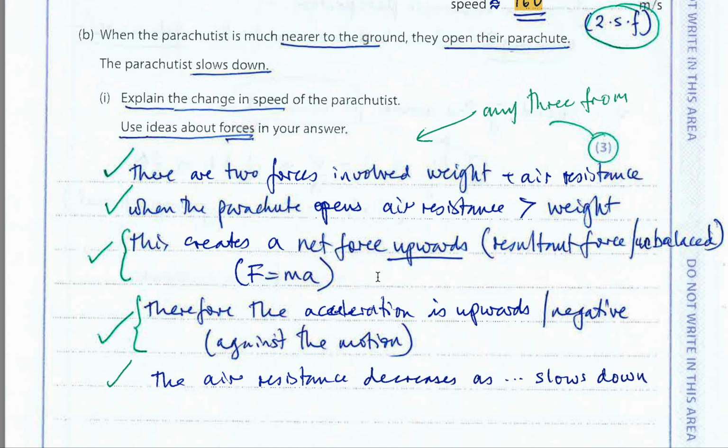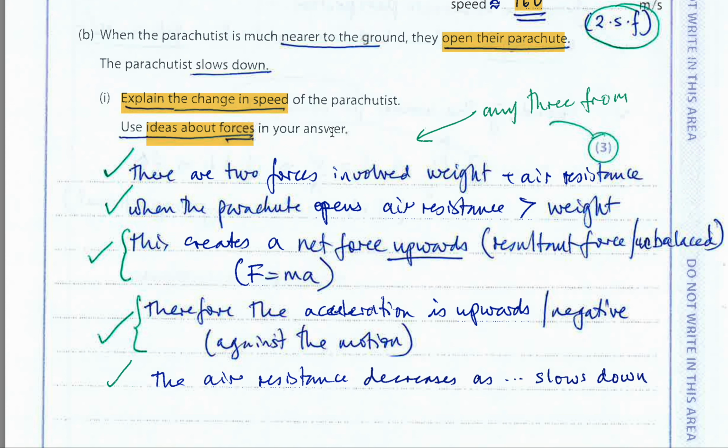Finally, it says when the parachutist is much nearer to the ground, the parachute opens. So opening the parachute is the issue that they want you to discuss here. The parachute obviously slows down the motion. Explain the changes in speed. So this is an explanation, and they want you to use ideas about forces in your answers.